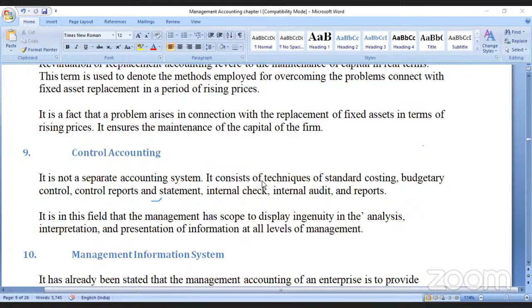And control accounting. Management wants to control costs using standard costing, budgetary control, and cost control reports like statements, internal checks, internal audits, and reports they can also prepare. These are very useful for the company to take appropriate decisions and for implementation at all levels of management. All levels means there are three levels: top level, middle level, and lower level.